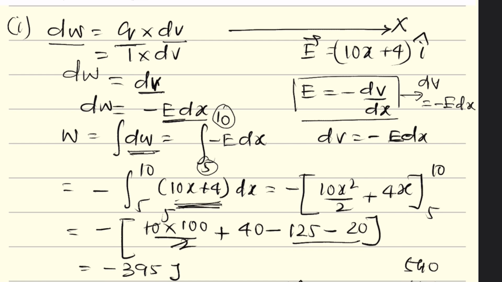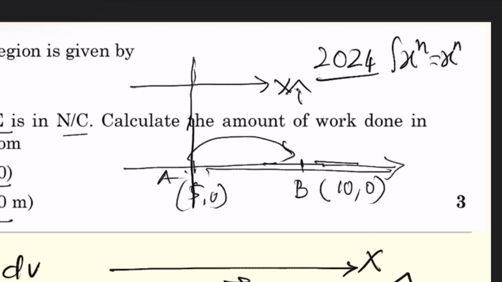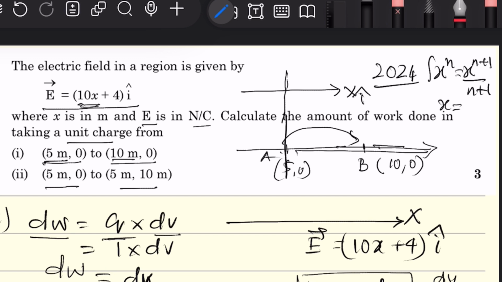So we have to integrate 10x plus 4. Now we know that the integration of x to the power n is x to the power n plus 1 by n plus 1, correct? So what is the integration of x? The integration of x dx is x square by 2. What is the integration of 4 dx? 4 is constant, so x to the power 0 is there. So it is 4 into x to the power 0 plus 1 by 0 plus 1, 4x.